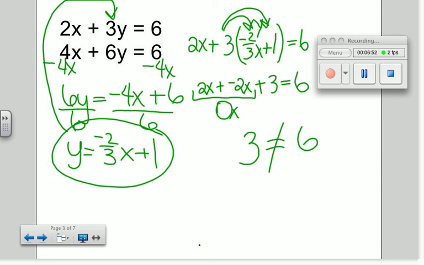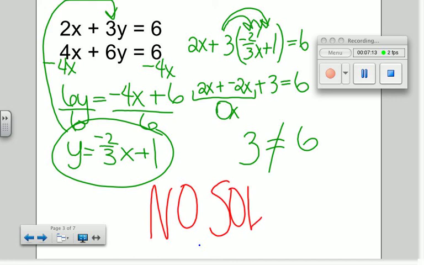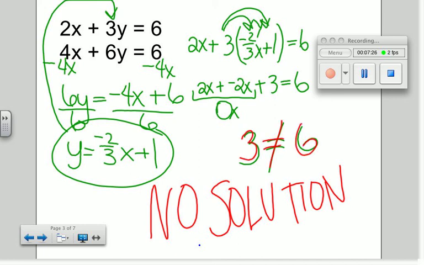So when this happens, you have parallel lines. Parallel lines will never intersect, therefore they have no solution. This happens when you substitute and your x's cancel out or your y's cancel out, and you're left with two numbers that are not equal. When that happens, no solution.